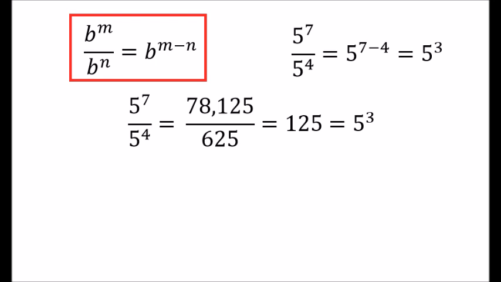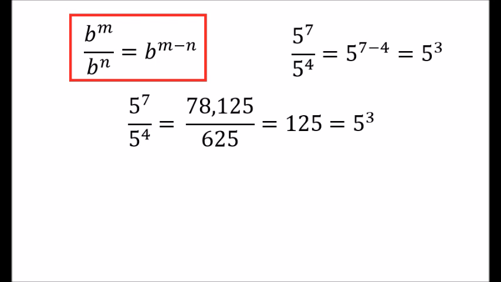Numerically, 5 to the 7th is 78,125, and 5 to the 4th is 625. 78,125 divided by 625 equals 125, which is 5 cubed. It's reassuring that this works out, but once again I would discourage relying too much on this way of thinking about it. Let's bring it back to fundamentals.